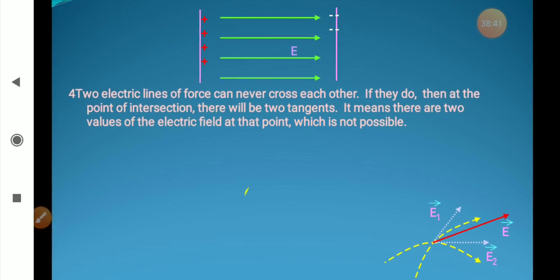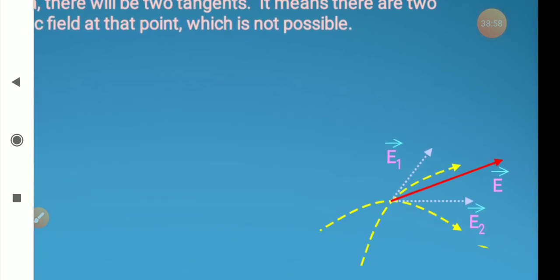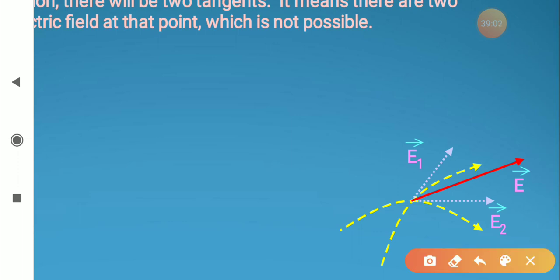Now two electric lines of forces can never cross each other. If they do so, then at the point of intersection there will be two tangents, and it means that there are two values of electric field at that point, which is not possible. As you can see here, at this point, two electric field lines shown with yellow color are crossing. So we are going to have two tangents, electric field E1 and electric field E2. Now at one point, we cannot have two different directions of electric field. So therefore it is just not possible for two electric field lines to cross at any point.